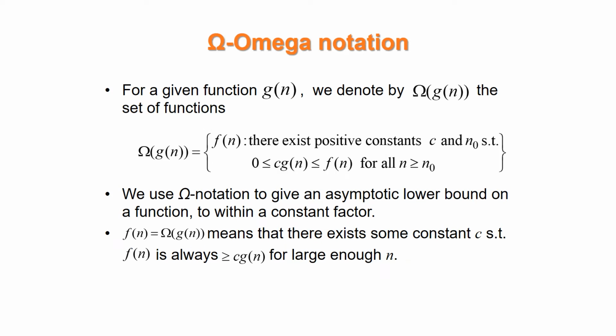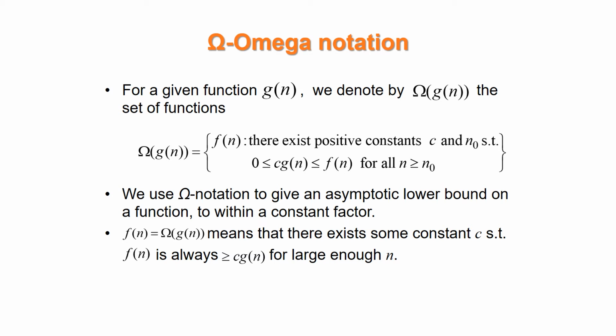Omega notation. For a given function g of n, we denote by omega of g of n the set of functions omega of g of n defined by f of n such that there exist positive constants c and n node such that 0 is less than or equal to c g of n, which is less than or equal to f of n, for all n greater than or equal to n node.